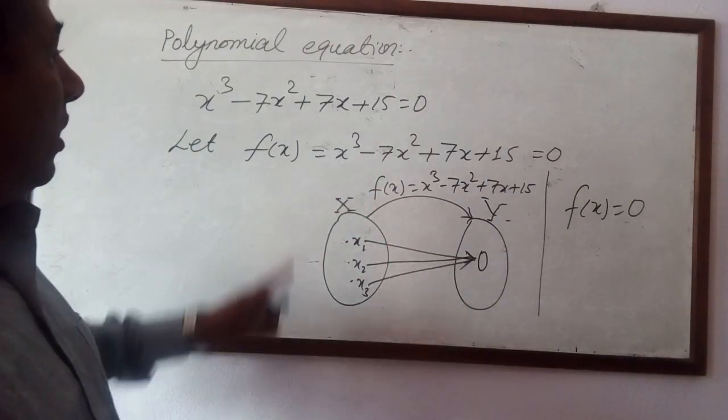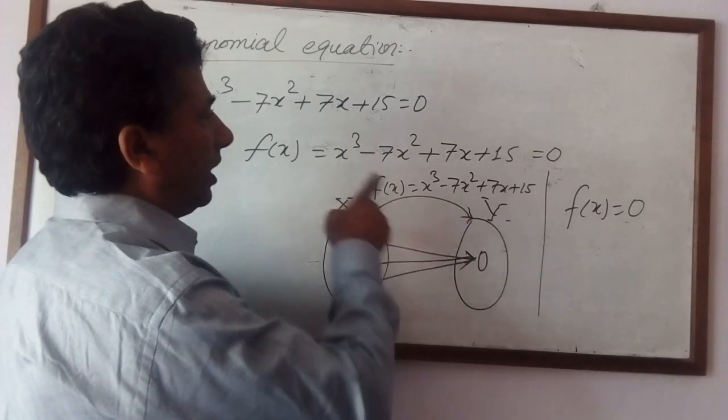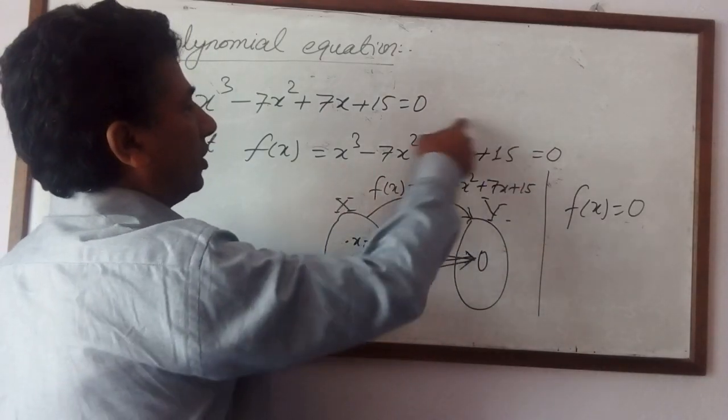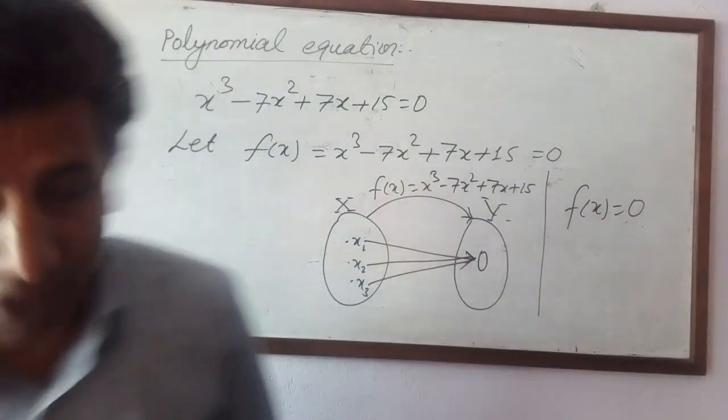Now, another term: how to make this polynomial a zero polynomial. What is the meaning of zero polynomial? I'll explain that. Okay, now I got this.